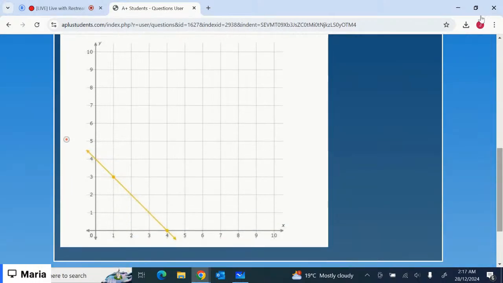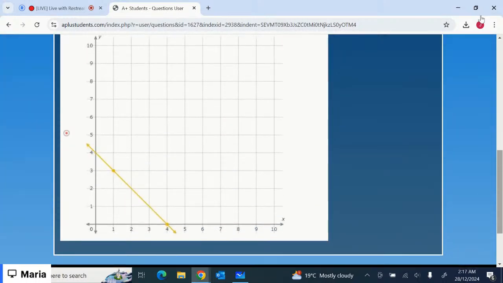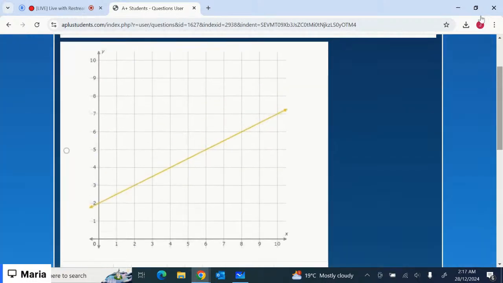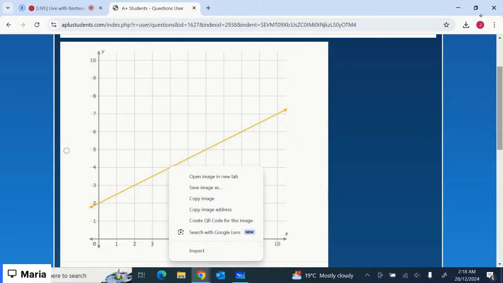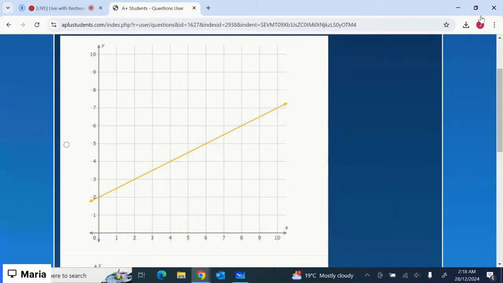Now here is the (4, 4) point. The slope is 1 over 2, so you need to move up 1 point and right 2 points. So option number 1 is the correct option.